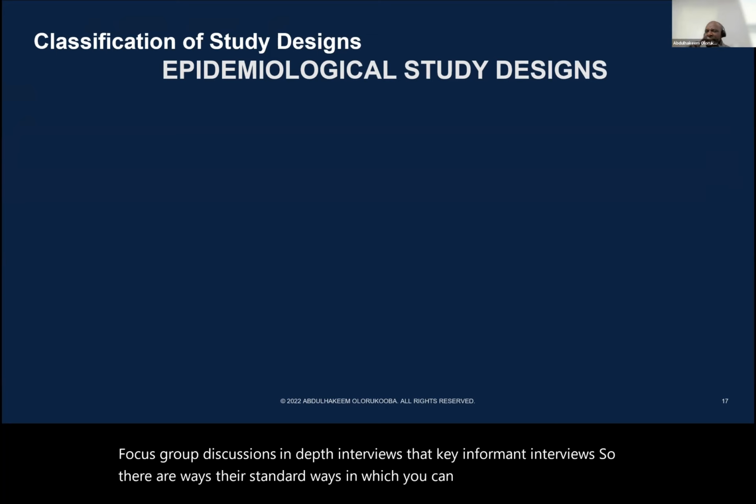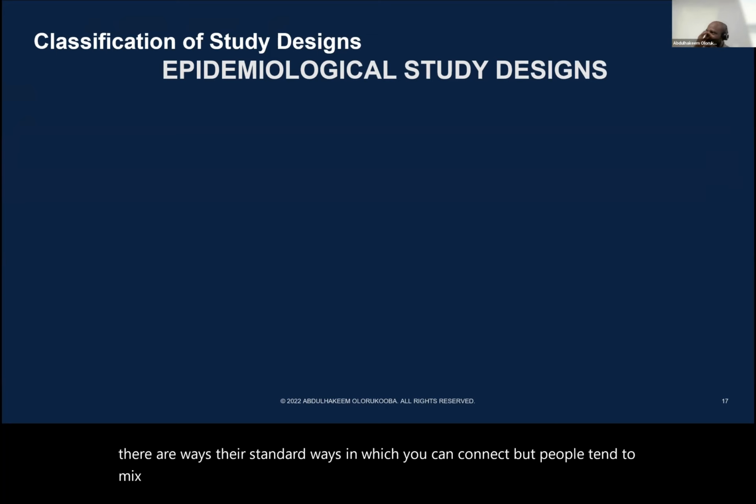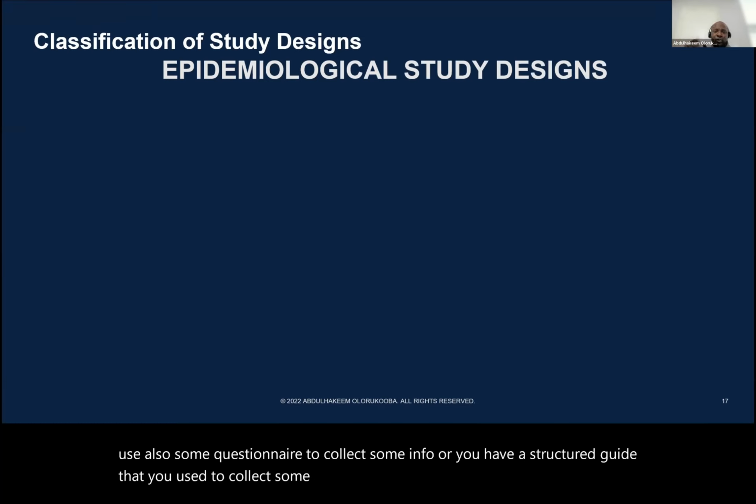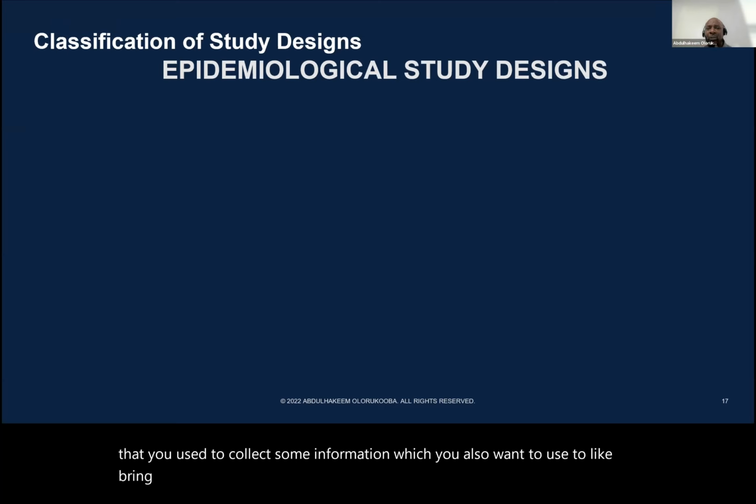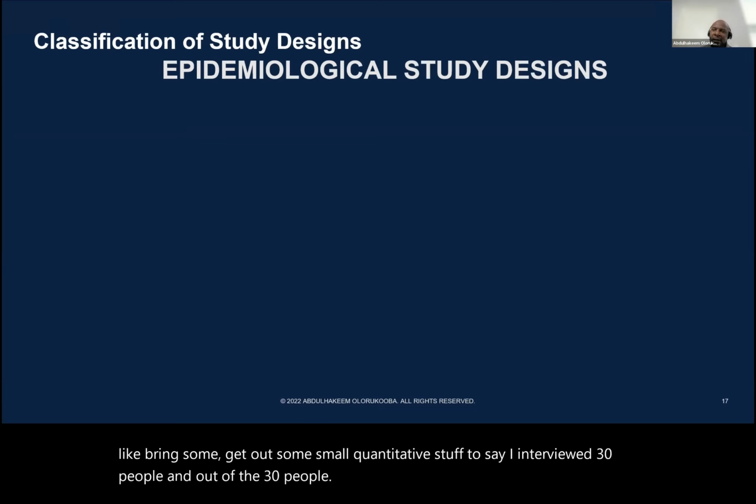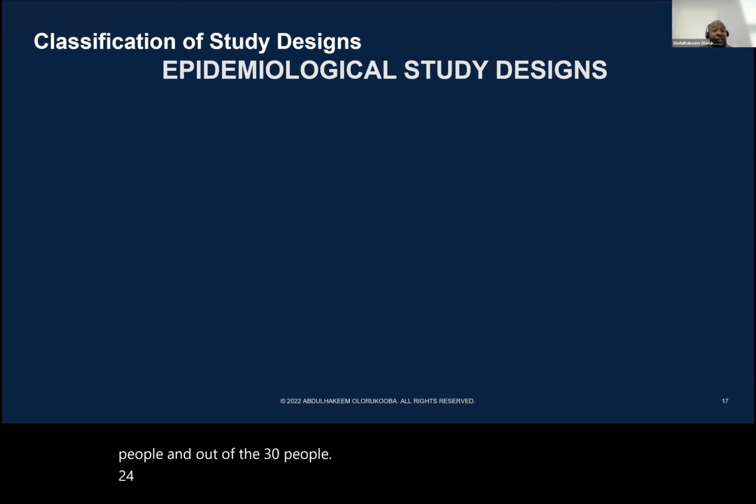But people tend to mix and match, and so you're doing a key informant interview, but you want to use also some questionnaire to collect some information, or you have a structured guide that you use to collect some information, which you also want to use to get out some small quantitative stuff to say, okay, I interviewed 30 people, and out of the 30 people, 20 are males, 10 are females, but it's a qualitative study that you want to do. Okay, so I think that's discussion for another day.